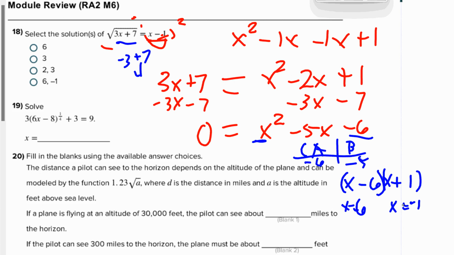So let me check all the way through. Okay, so we have these two. We have 6 and we have negative 1. So it could be this or this one, right? So we need to check our answers to make sure. So if we plug in 6, we get 18. 18 plus 7 is 25. Square root of 25 is 5. If I plug in 6 here, 6 minus 1 is 5. So 6 does work. But let's see if negative 1 works.